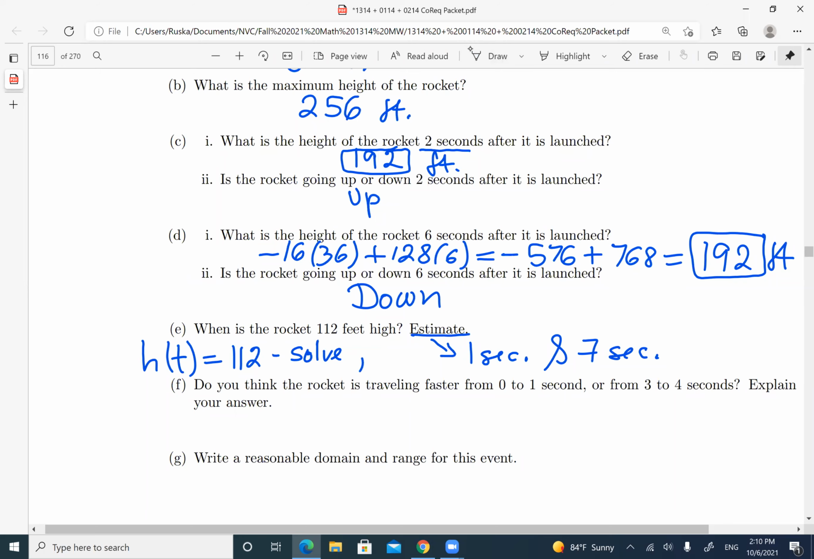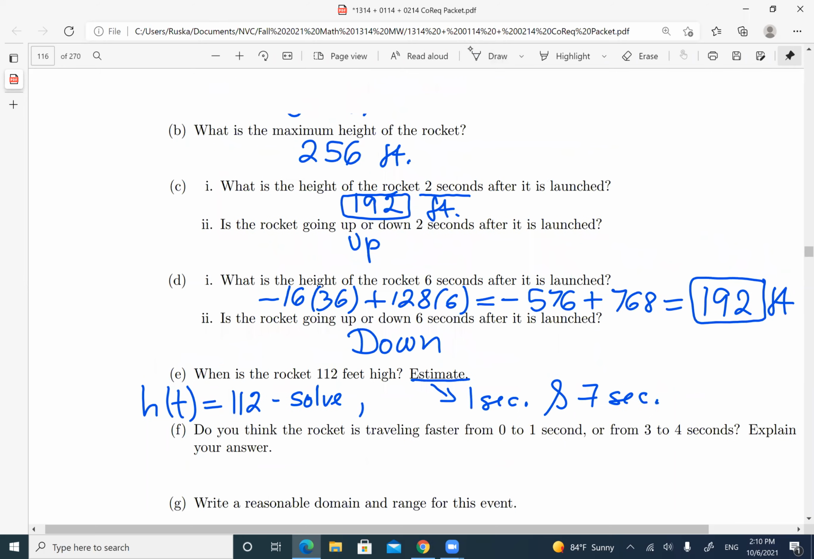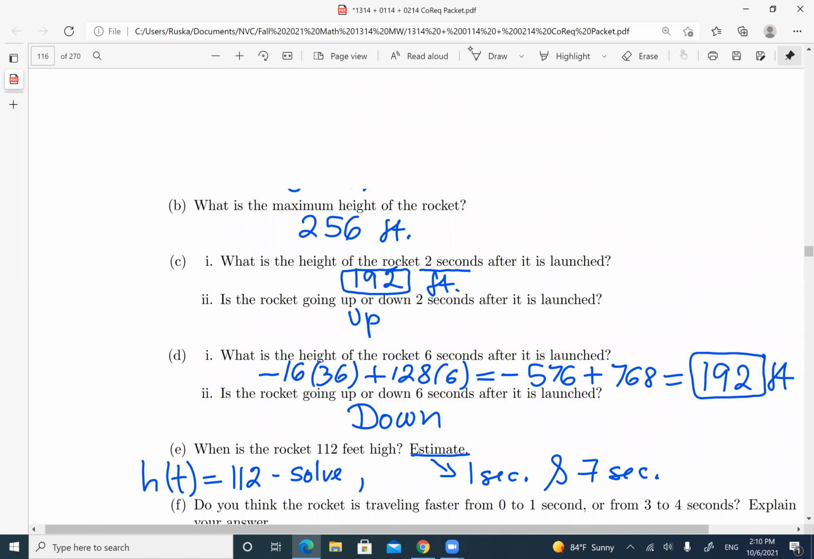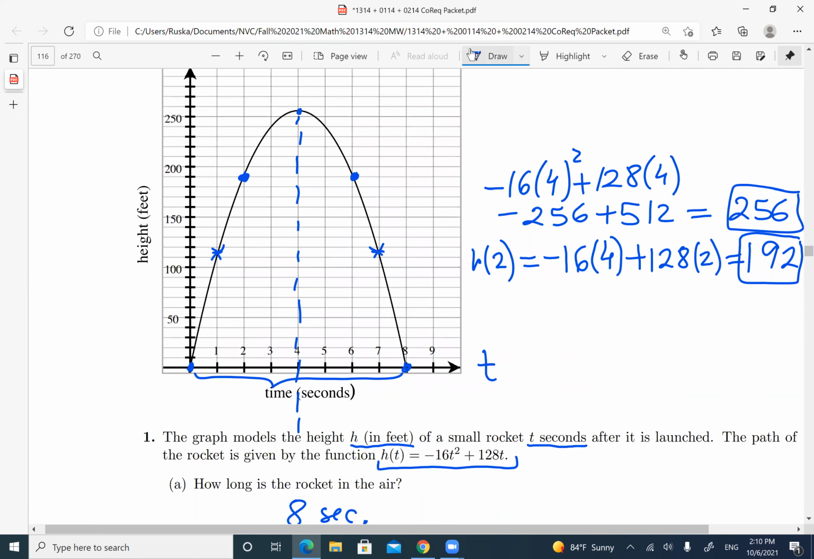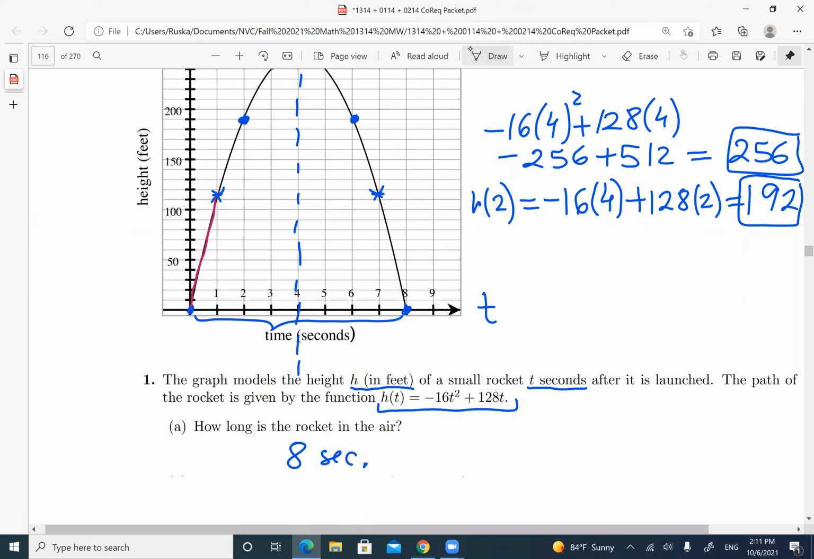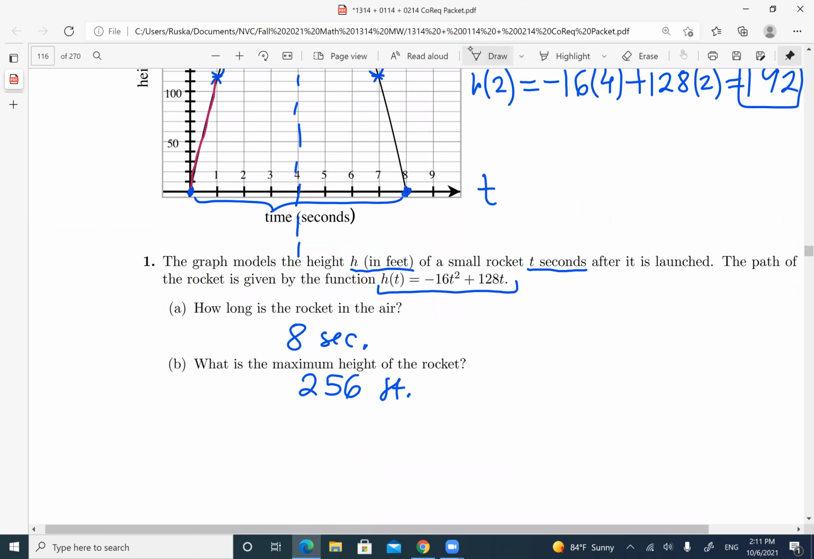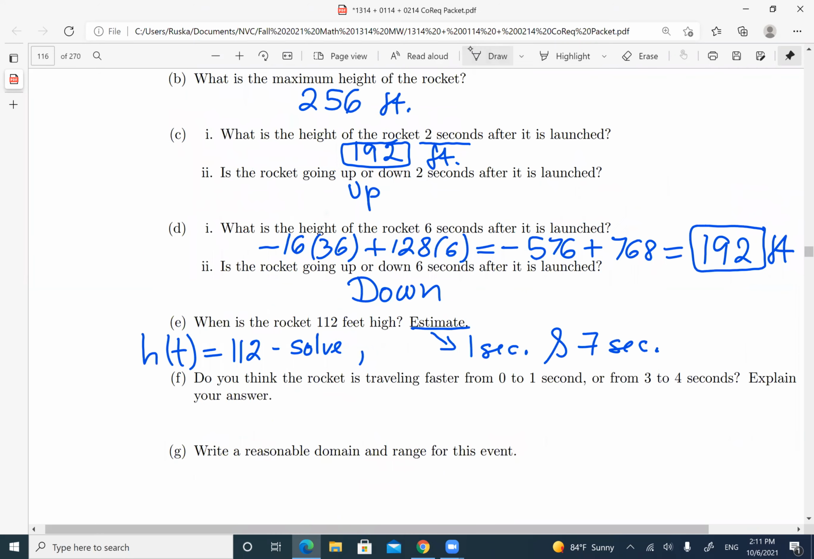Let's look at that. 0 to 1 and 3 to 4. So we're talking about 0 to 1 here and 3 to 4. Yes, good job. That's right. So from 0 to 1 it's traveling faster, right? And that's a very good explanation, that the distance is longer from 0 to 1. Okay, good job, guys. So everybody understand that? The answer here is from 0 to 1 is faster.